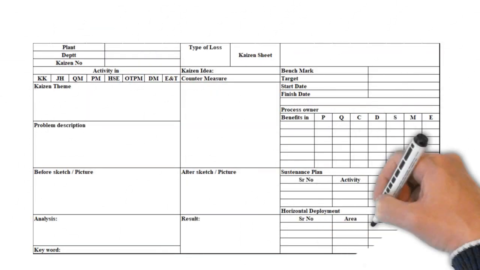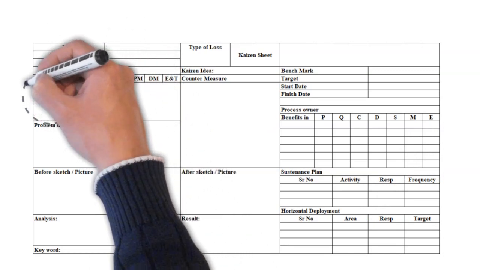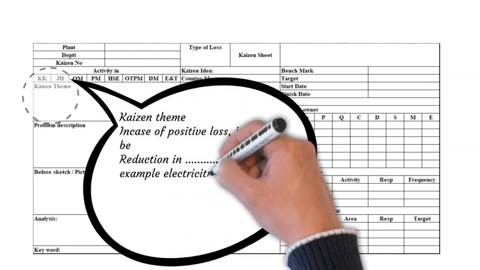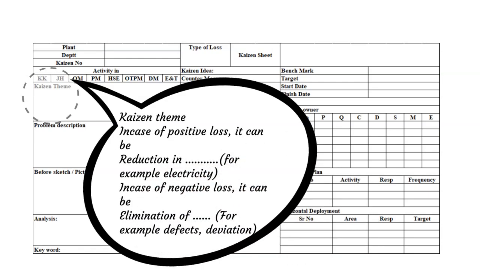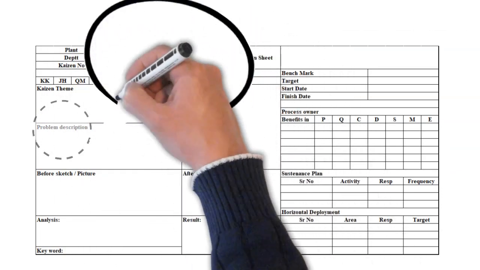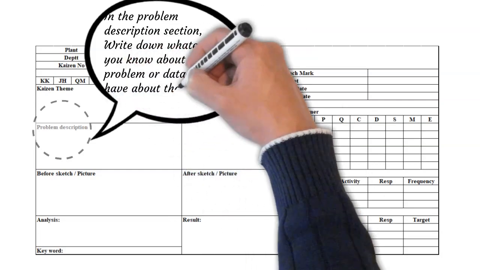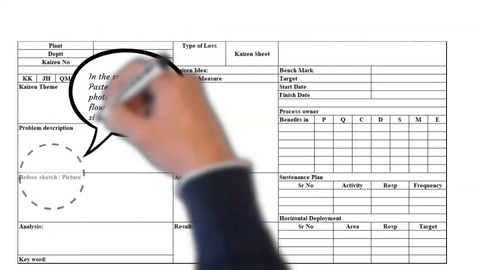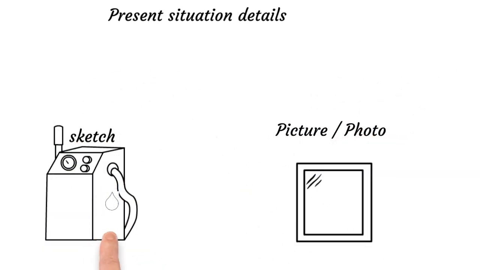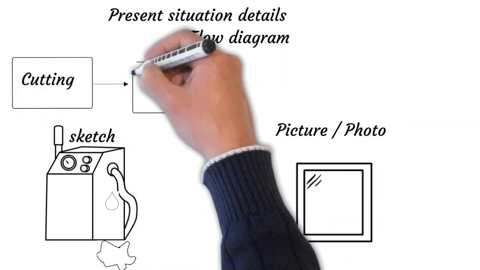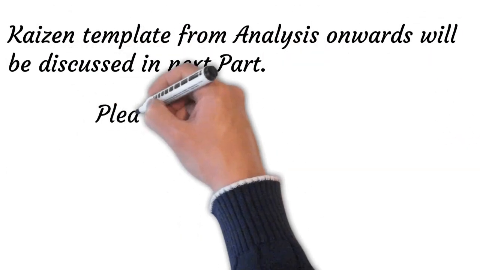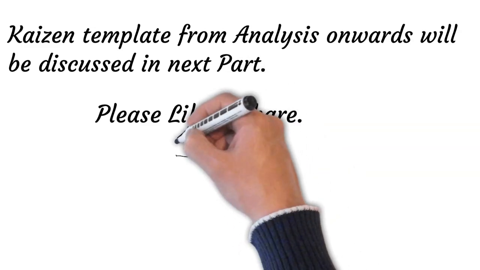Kaizen theme. In case of positive losses, it can be reduction in, for example, electricity. In case of negative loss, it can be elimination, for example, defects or deviations. In the problem description section, write down whatever you know about the problem or data you have about the problem. In the section before, paste the photo or draw sketch or flow diagram of present situation. Kaizen template from analysis onwards will be discussed in next part.